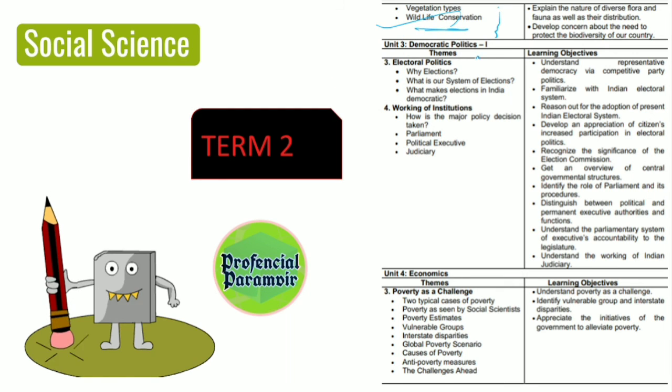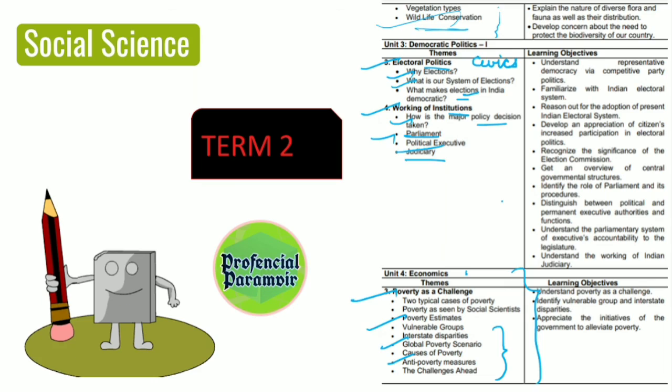Next is civics or political science. From political science, we are having electoral politics, working of institutions. From electoral politics, we are having why elections, why is our system of elections, what makes elections in India democratic. Working of institutions: how is a major policy decision taken, parliament, political executive, judiciary. From economics, we are having poverty as a challenge, and these are the topics which are going to come up from this chapter.